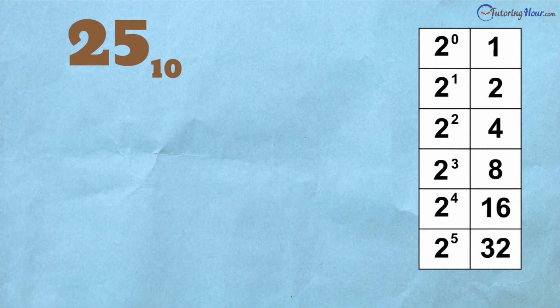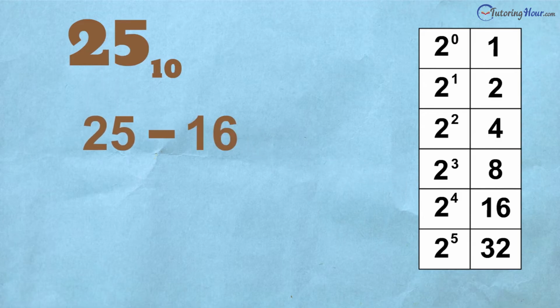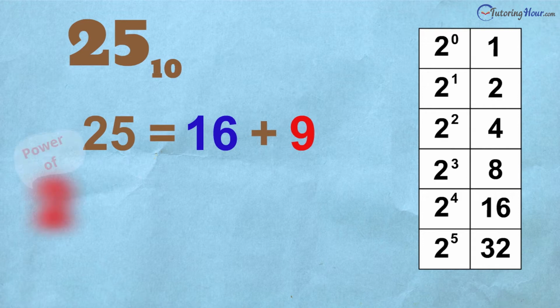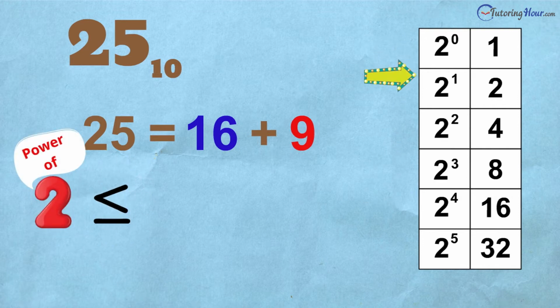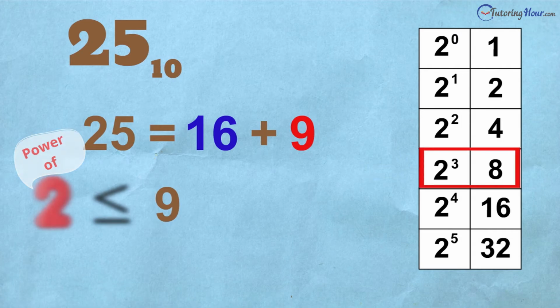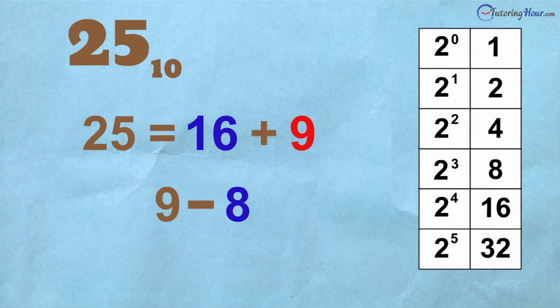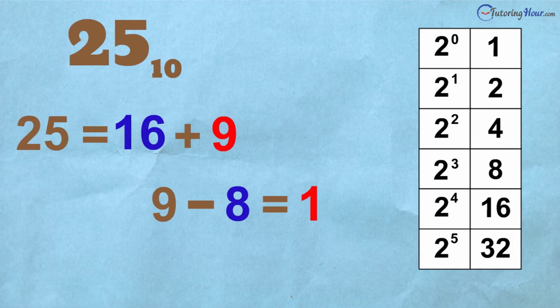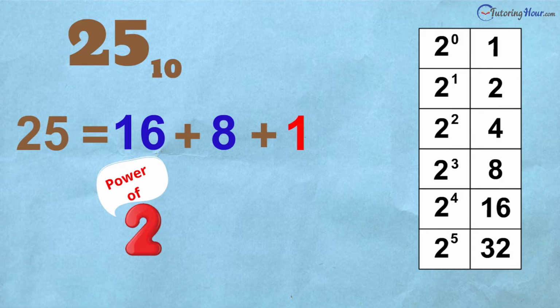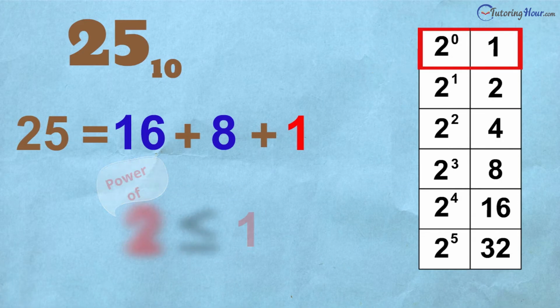Now, we'll subtract 16 from 25, and that gives us a 9. We'll decompose 25 as 16 plus 9. Now, we'll look for a power of 2 that is less than or equal to 9. We'll go with 2 cubed, which is 8. Subtracting 8 from 9, we have 1. 9 can be written as 8 plus 1. We'll look for a power of 2 that is less than or equal to 1. 2 to the 0 is 1.